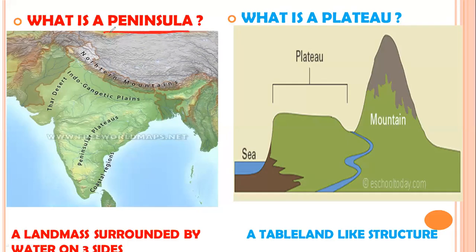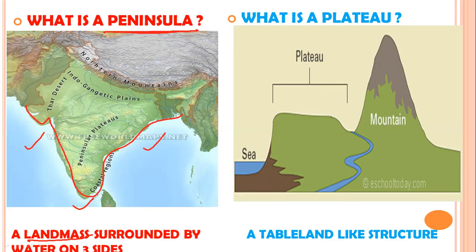So, what is a peninsula? A peninsula is a land mass that is surrounded by water on three sides. Now, India is called a peninsula because it is surrounded by water on three sides, that is, Arabian Sea on the west, Bay of Bengal in the east, and Indian Ocean on the south. So any landmass that is surrounded by water on three sides is called peninsula.